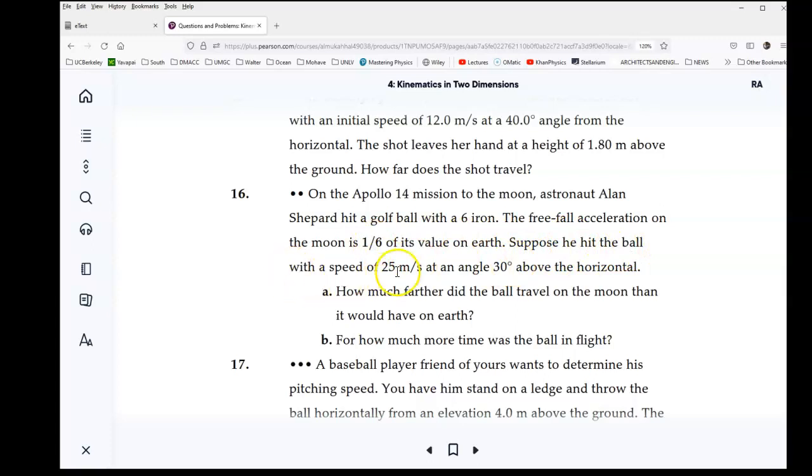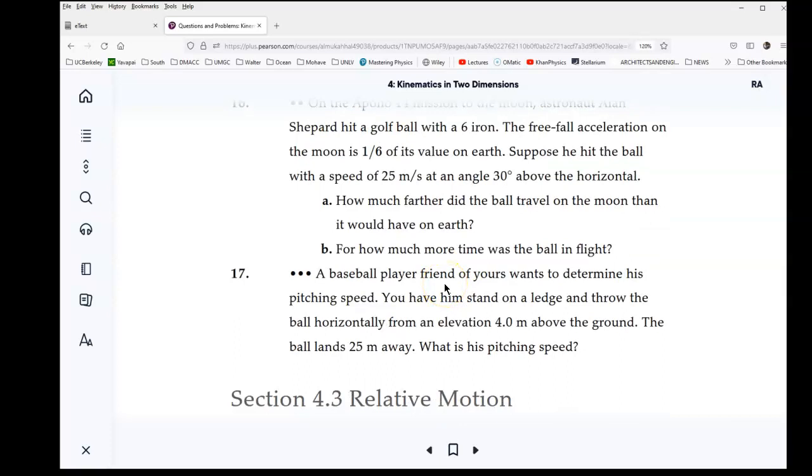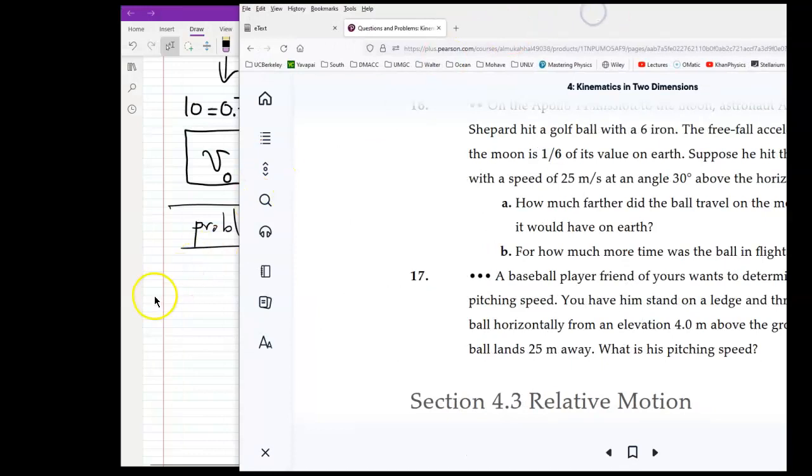Suppose he hit the ball with a speed of 25 meters per second at an angle of 30 degrees above the horizontal. How much farther did the ball travel on the moon than it would have on Earth? That's part A. And B: for how much more time was the ball in flight? In other words, you want to calculate the time of flight on the moon and the Earth, and then take the difference between them. And also calculate the range of the ball on the moon and on the Earth. Got it? Kind of a cool, nice problem. So let's work it out.